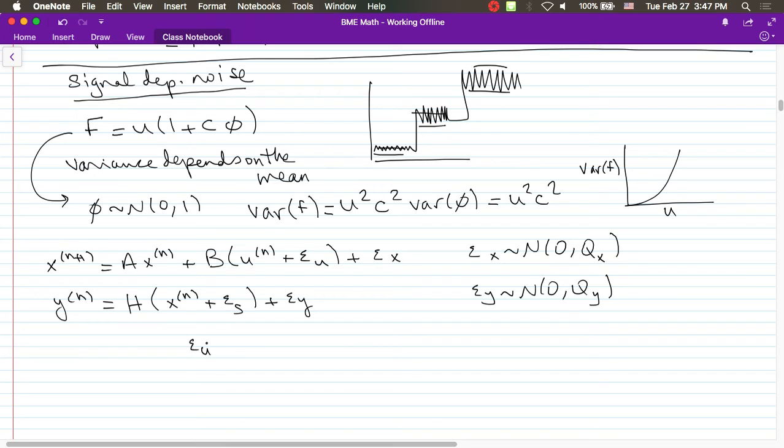So the interesting thing in these equations that I wrote are these noises, epsilon u and epsilon s. There's something interesting about them. Epsilon x and epsilon y are nothing interesting, as we've seen before. But epsilon u looks like this. So what this is saying is that x is a p by 1 vector, and u is a p by 1 vector. Epsilon u is a noise that's adding to your input, and that noise has this property, where every element of its vector has some gain, c times u times the random variable phi, where phi i is normal with zero mean and variance 1.